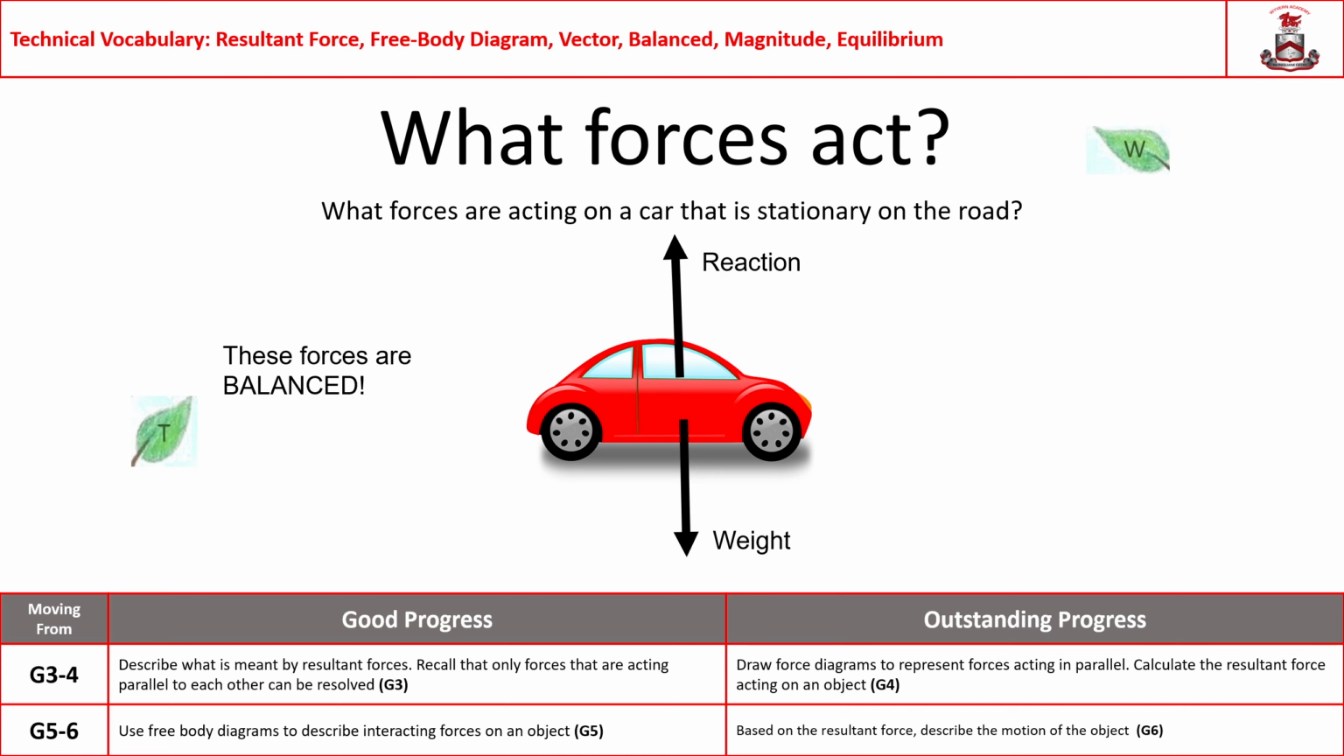Now, because this car is stationary, the resultant force of this will be 0. If I got the weight and the reaction and added them up together, they would cancel each other out. There would be no arrow whatsoever because the car is completely stationary.